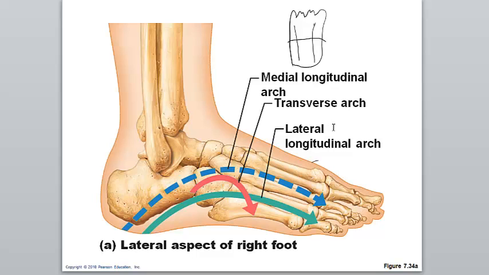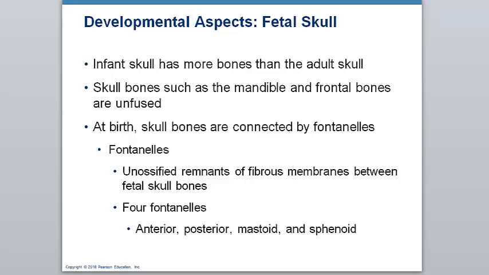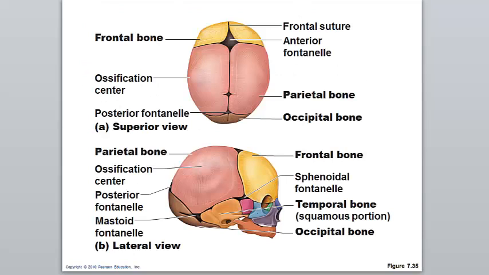The last portion of the chapter is your developmental aspect. We're going to stop at and look at the fontanelles of the fetal skull, or even the newborn. The fontanelles are the fibrous membrane that hasn't yet calcified and ossified. This is the soft spot that I talked about when I was discussing intramembranous bone ossification. Okay, so you have an anterior fontanelle, you have one posterior fontanelle. Laterally, you have a mastoid fontanelle and you have a sphenoid fontanelle.